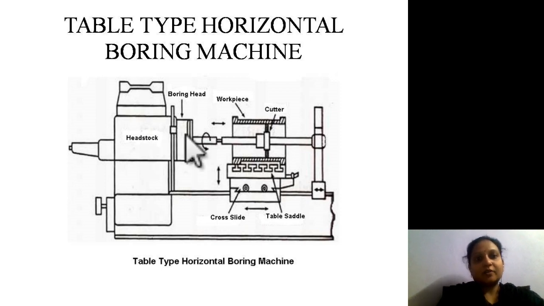This is the boring head. Here we fix the boring tool. Because of the motor present in the headstock, the spindle will also rotate. Here the cutting tool is supported by an end column. The cutting tool will have a cutter, and this cutter will enlarge the existing hole. This is the workpiece, which is mounted on a table. The table is mounted on a cross slide, and it has T-slots so that the component can be mounted over the table.